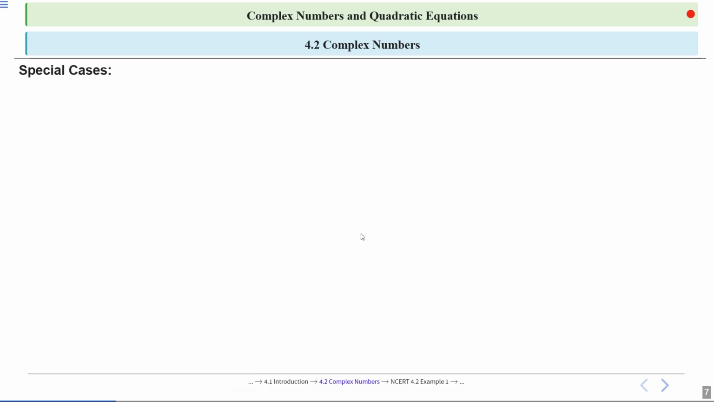Now, let's look at some special cases involving complex numbers. Here, let's consider the case when B equals 0. Remember, a complex number is written as Z equal to A plus iota B, where A is the real part and B is the imaginary part. If B is 0, then Z is equal to A, which means the number is purely real with no imaginary component at all.